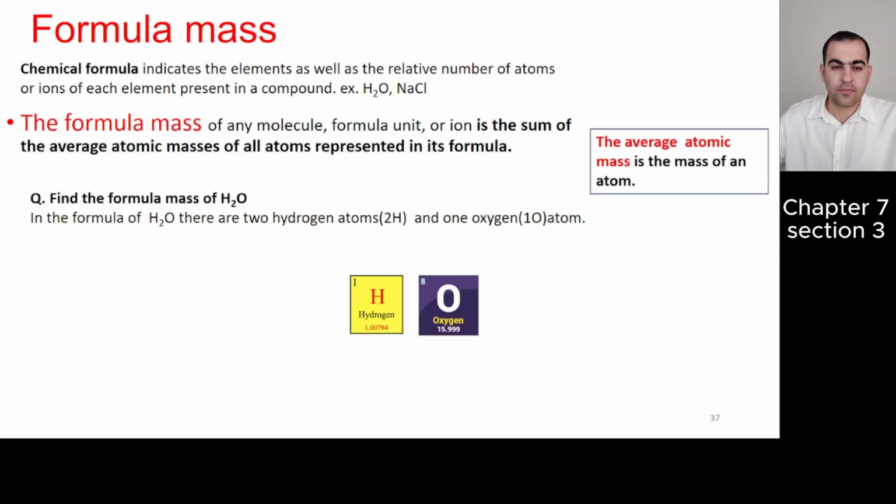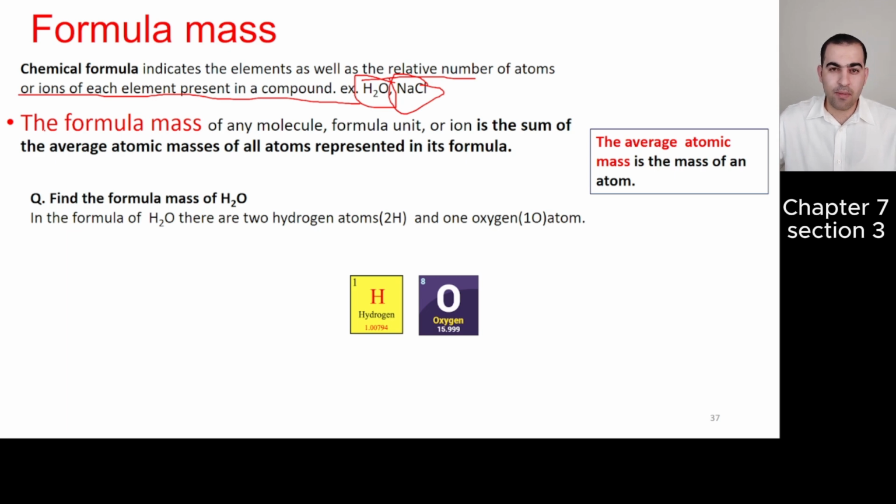The first one is formula mass, and we all know what a chemical formula is. We learned in chapter 6 and also chapter 7 section 1 that they indicate the elements as well as the relative number of atoms or ions of each element present in a compound, like H2O. This is a chemical formula. NaCl is also a chemical formula. H2O is the molecular formula, NaCl is a formula unit, but we call both of them chemical formulas. So what's the formula mass?